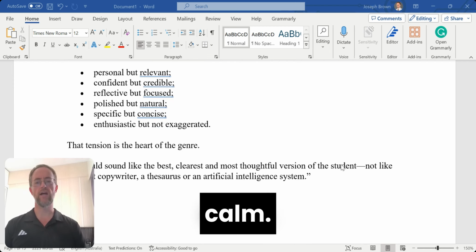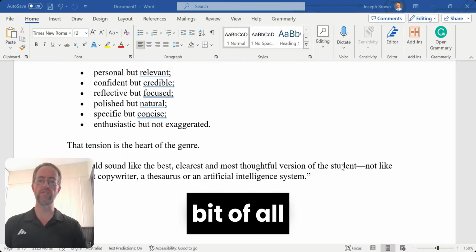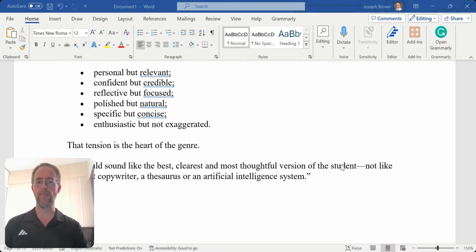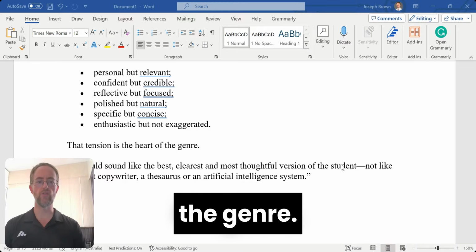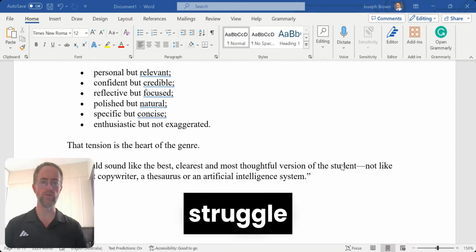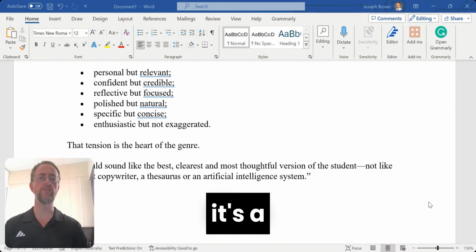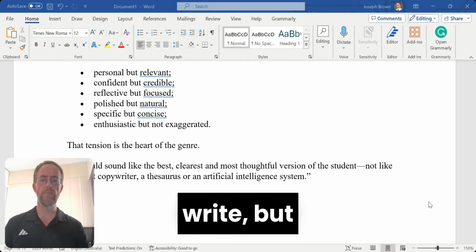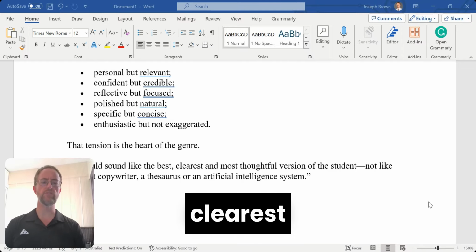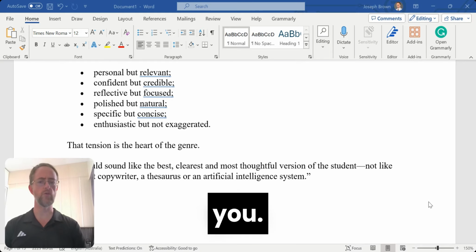You want to sound calm. You want to sound a little bit of all these things come together. And that tension is at the heart of the genre. And I think that's why a lot of students struggle with this, because they know it's a difficult genre to write, but it should sound like the best, clearest, and most thoughtful version of you.